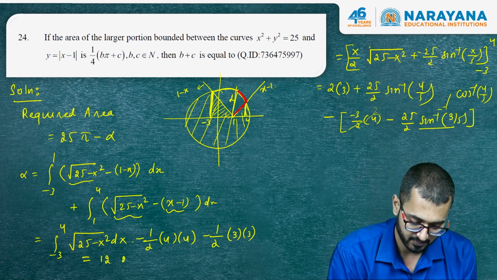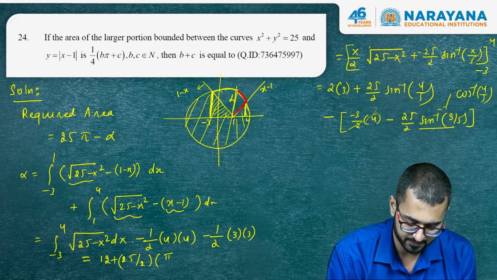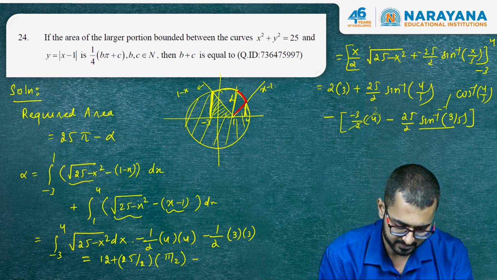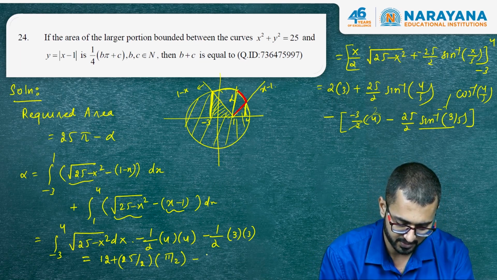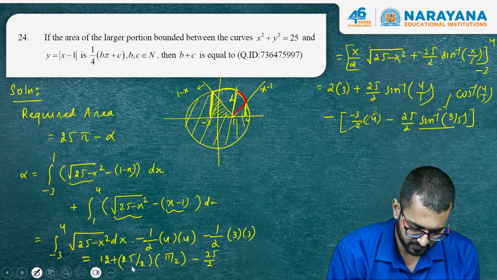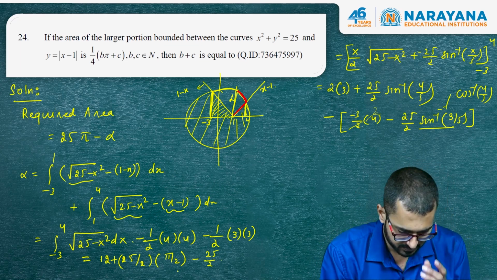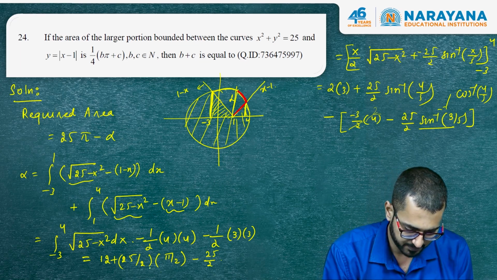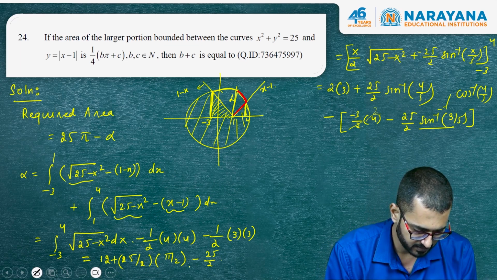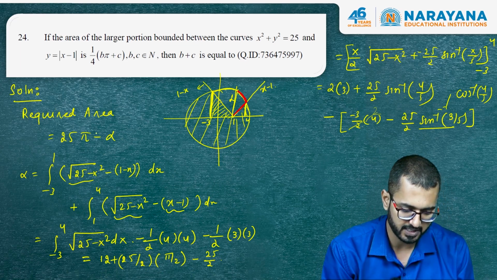So I'll be getting 25 by 2 into pi by 2, right? And then minus 16 by 2 minus 9 by 2, so minus 25 by 2. So I'll be getting 25 by 2 pi by 2, so 25 pi by 4 plus 12 minus 25 by 2. So now we have to subtract from 25 pi.